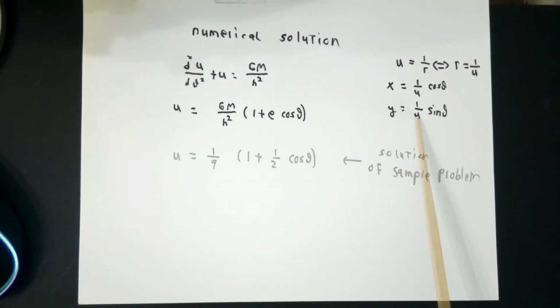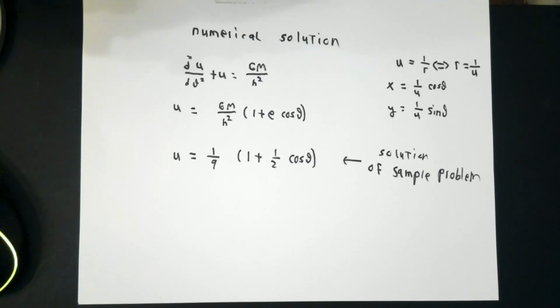In order to test our numerical method, I'm going to make up a problem whose solution I already know. I'm going to let u equal 1 over 9 times 1 plus 1/2 cosine theta. That means that r will be 9 divided by 1 plus 1/2 cosine theta. The eccentricity will be 1/2.